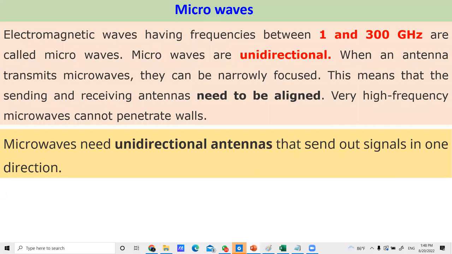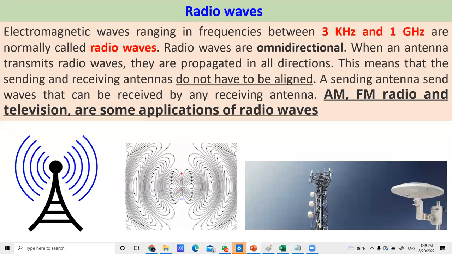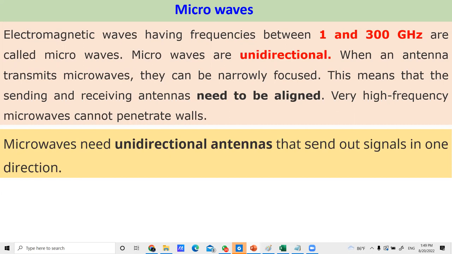Microwaves. That's the little difference from radio waves. Both features are very similar between radio waves and microwaves, but some small differences are available. The earlier one we identified as omnidirectional, but microwaves are unidirectional. That's one difference. Also, radio waves have a frequency range from 3 kilohertz to 1 gigahertz. Microwaves range from 1 gigahertz to 300 gigahertz. This is the range used by microwaves.